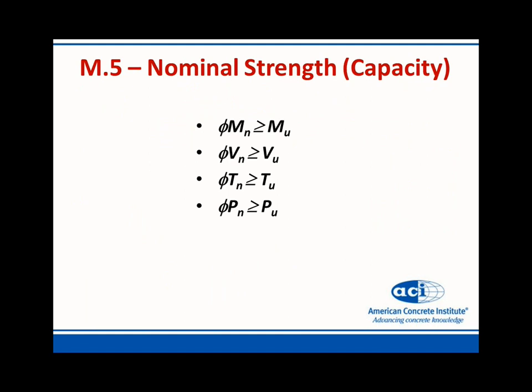Endpoint 5, the nominal strength section, addresses the capacity of the member, and for the 4 types of loading and forces, moment, shear, torsion, and axial load, it is fairly straightforward that the nominal capacity multiplied by the phi factor has to be greater than or equal to the demand.